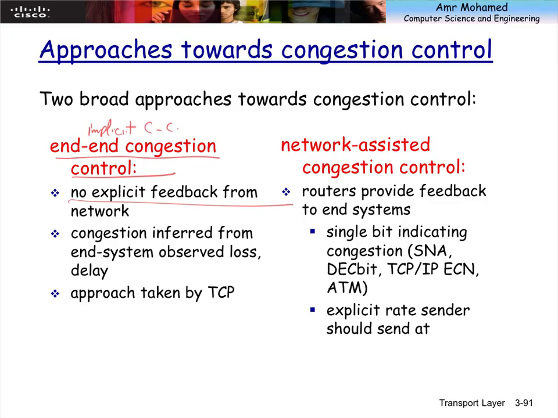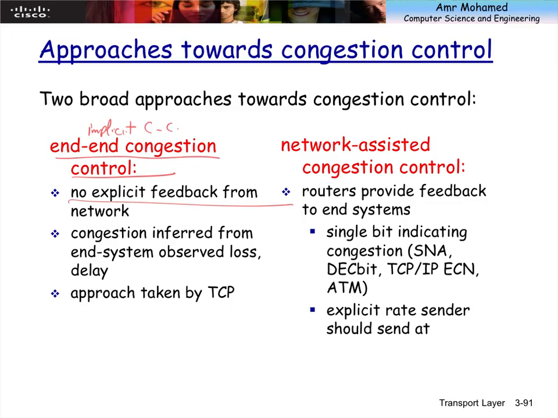On the other side, there is network-assisted congestion control. Here, there is explicit feedback from the network. As we said, this is slightly an issue with the layered stack. That's why these types of explicit congestion notifications have not been used in all types of congestion control techniques.